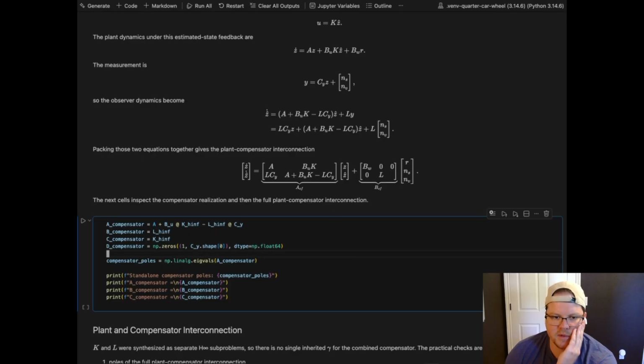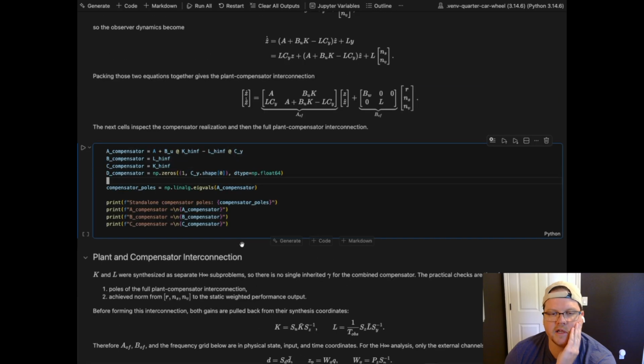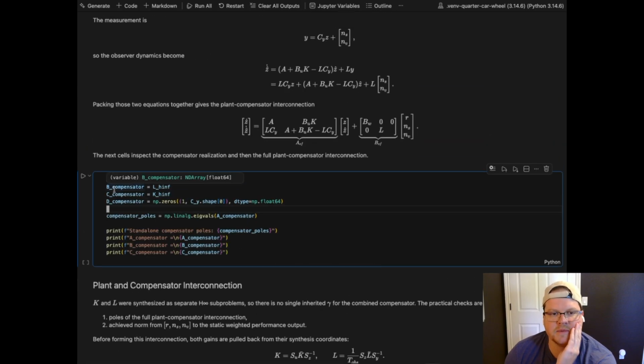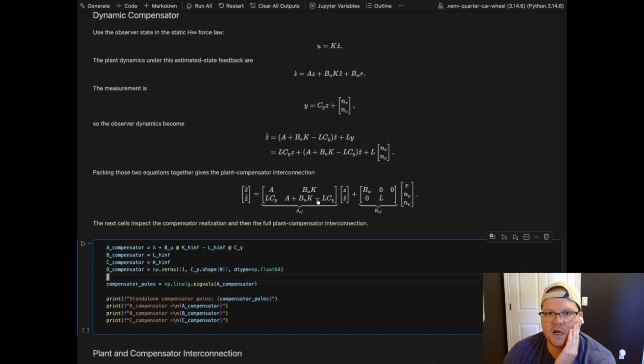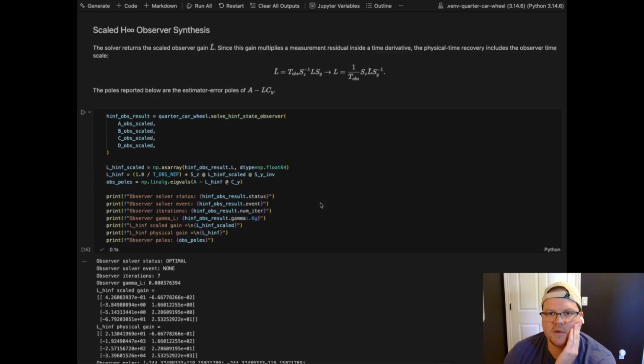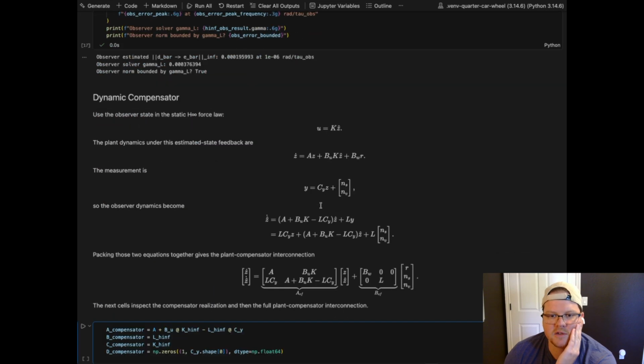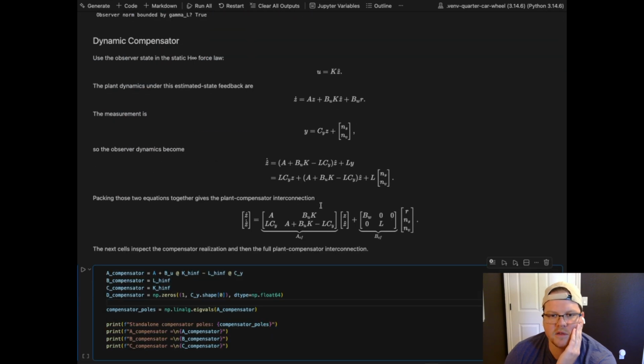And that's actually going to be below. But did I rewrite this twice? No, I didn't. Sorry. So the A compensator, B compensator, C compensator, D. This is our compensator here. I don't think I wrote that. I must have clipped it out somewhere.